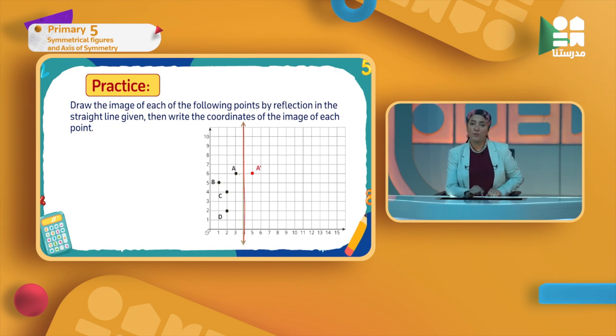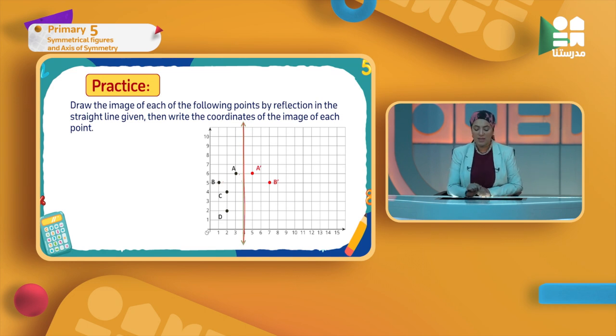Now let's move to the point B. Point B is at the number 5 on the y axis, and between it and the mirror line are 3 units. So I will take it to the other side, also far from the mirror line 3 units only. Then this is going to be the reflection or the mirror image, which is B dash.